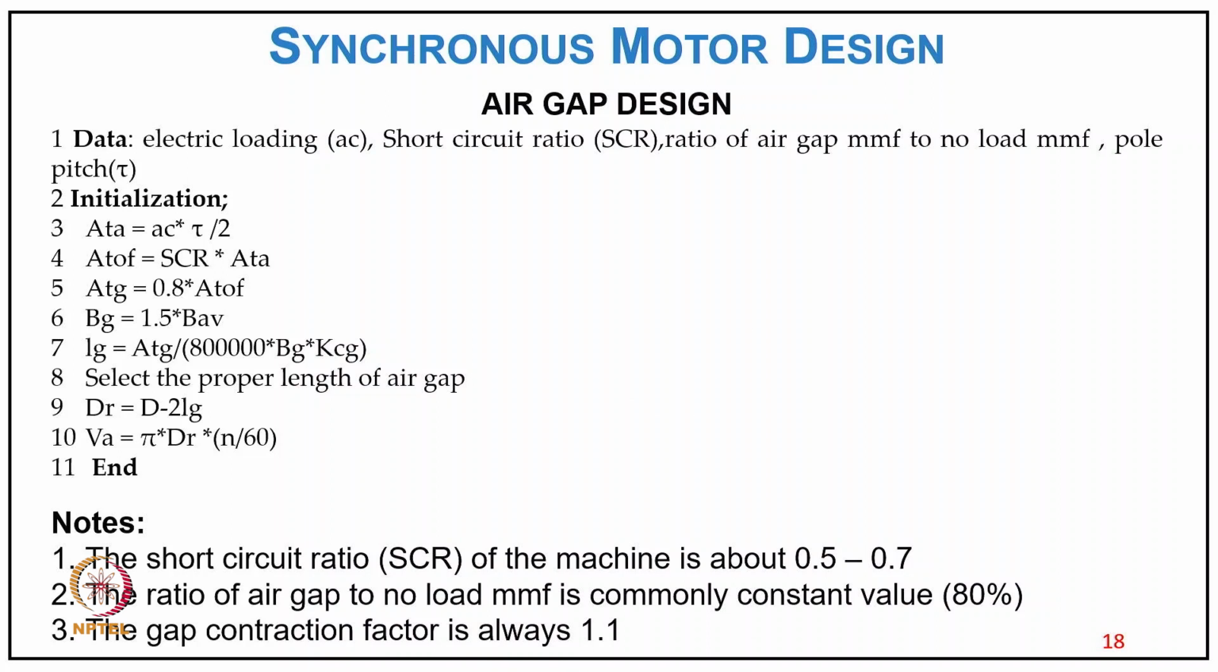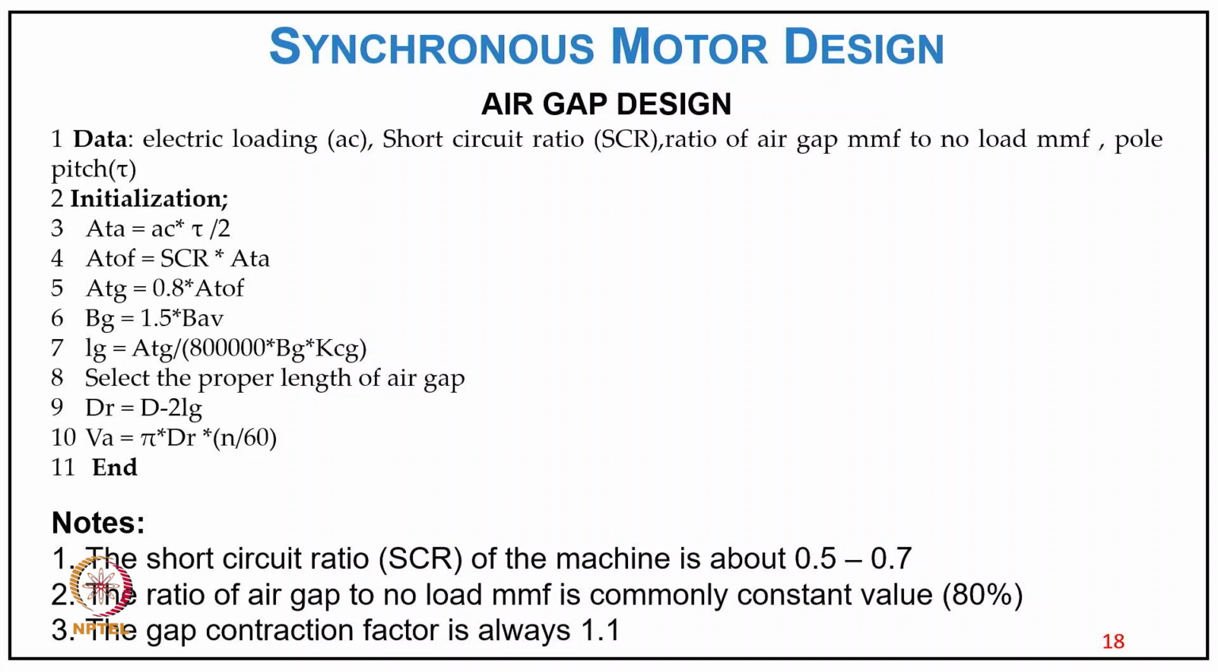Similarly, for air gap design, given the specific electrical loading, AC, short circuit ratio, ratio of air gap MMF to no load MMF and pole pitch, and typically coming to the calculation, AT equal to AC tau upon pi, ATf equal to SCR into AT, and ATg equal to 0.8, ATf of BG equal to 1.5, B average, LG equal to ATg upon 800,000 BG Kg, Kg suitable. Select the proper length of air gap, and Dr equal to D minus 2 LG and v equal to pi Dr N upon 60, and N.